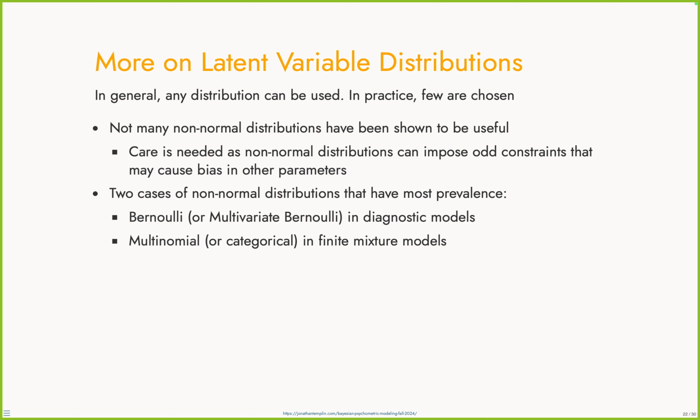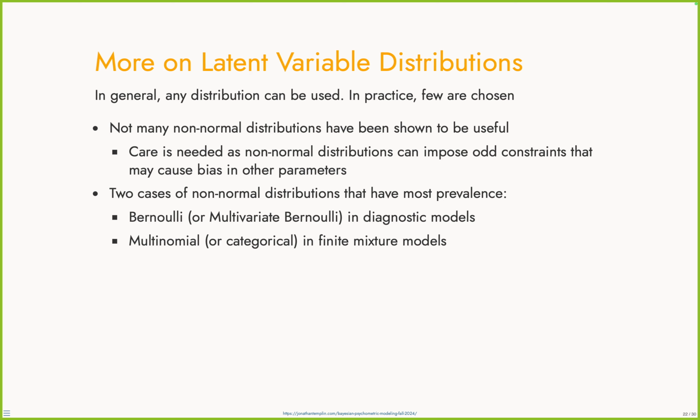Just a little bit more on latent variable distributions, then we'll pause for today. In general, any distribution can be used. That's the funny thing. Like we teach IRT and CFA with normal distributions always, but we could use anything. You want a Cauchy distribution latent variable? All right, Stan will do it for you. No problem. Put it in the model.